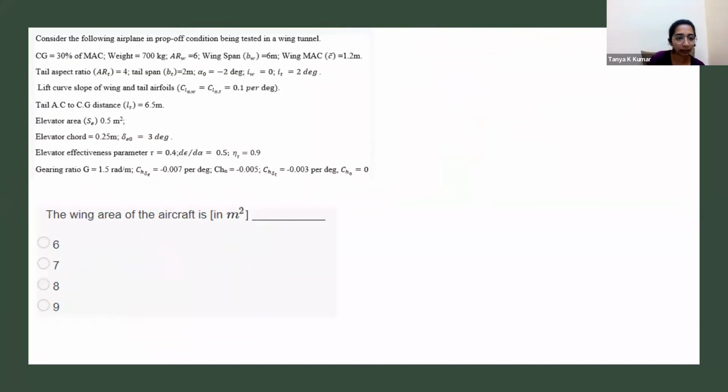Okay, so the next question was, how do you find the wing area of the aircraft? They've given you the aspect ratio of the wing and the span of the wing. The aspect ratio formula is this. Aspect ratio of the wing is 6. Span of the wing is 6, squared, by S wing. So your S wing is 6 squared by 6, which is 6.